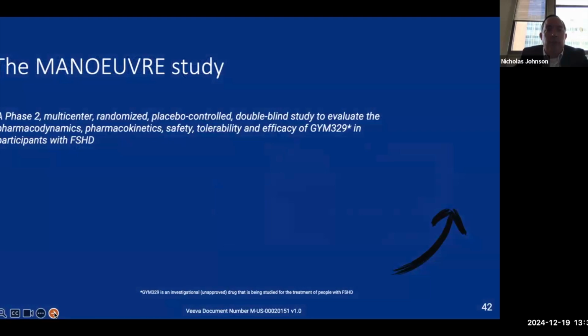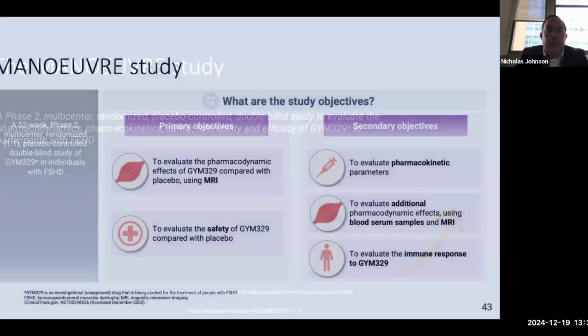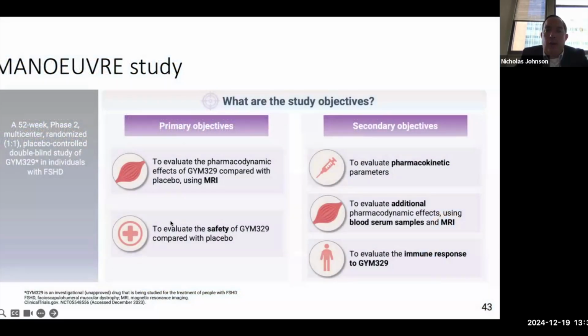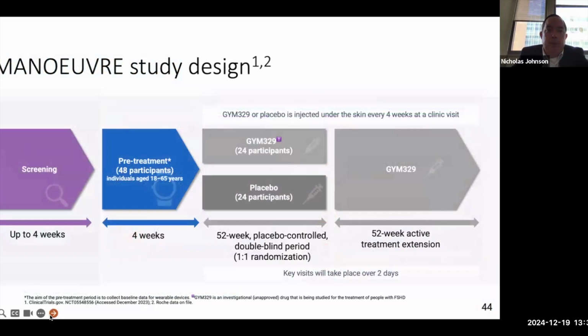This is the phase 2 multi-centered clinical trial sponsored by Roche called MANOEUVRE. Like all the other phase 1/2 clinical trials, this is designed to test the safety and tolerability, and to start to look at the early efficacy. It's about a year-long study in individuals with FSHD, and it's fully enrolled at this point. And this is the schematic: half the people get the drug, and half the people get placebo.